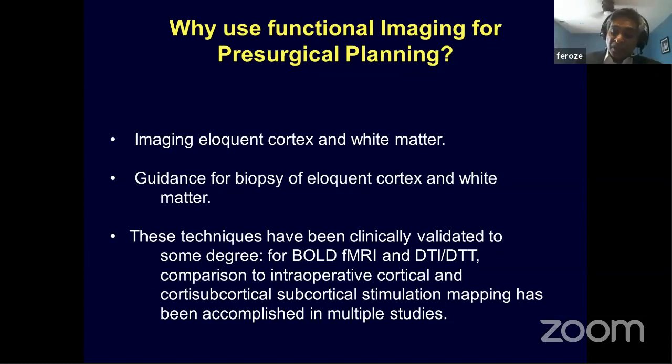And as the technology is also evolving, these techniques and images are now available inside the OR. And a working relationship with a neuroradiologist and a physicist and a neurosurgeon really goes well in terms of accomplishing this in the right way.